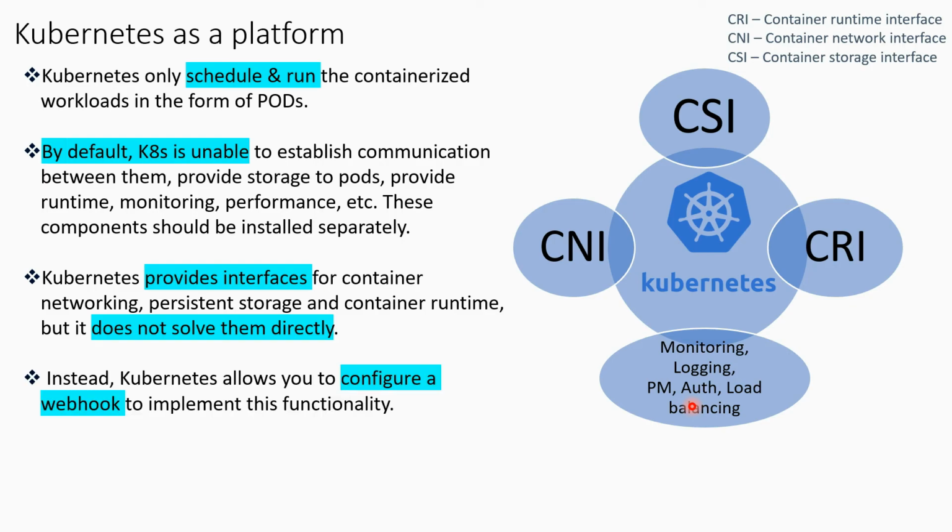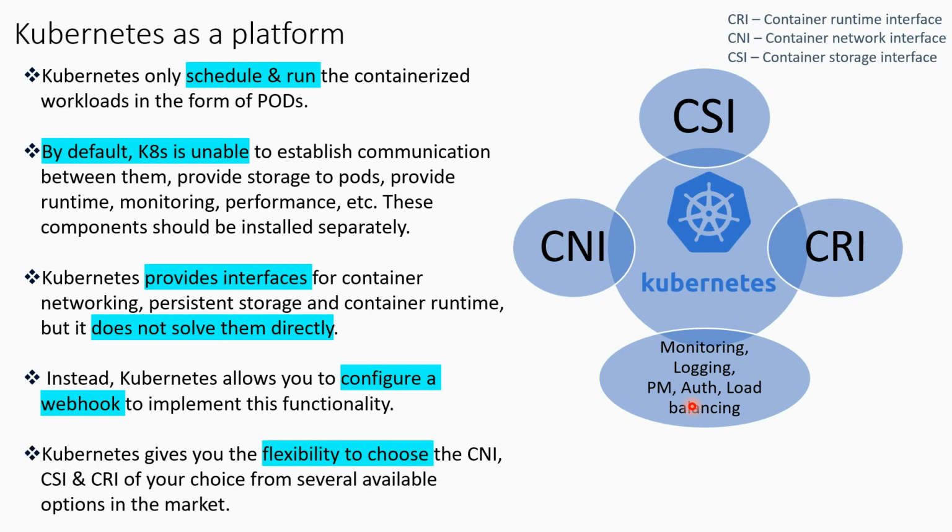Instead, Kubernetes allows you to configure a webhook to implement this functionality. And this integration is comparatively easy as compared to traditional integration with software platforms. So basically, Kubernetes gives you the flexibility to choose the CNI, CSI, and CRI of your choice from several available options in the market.